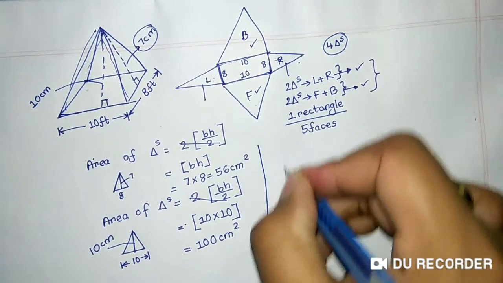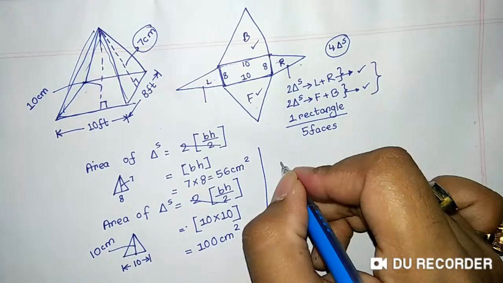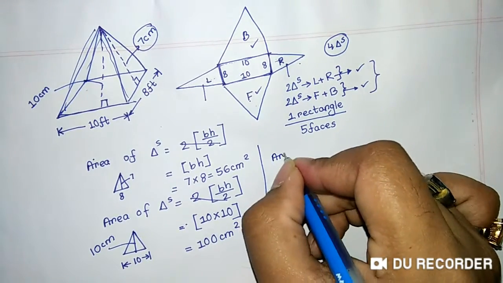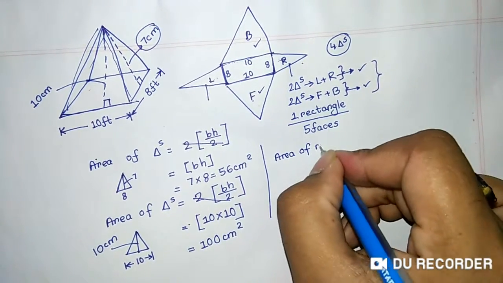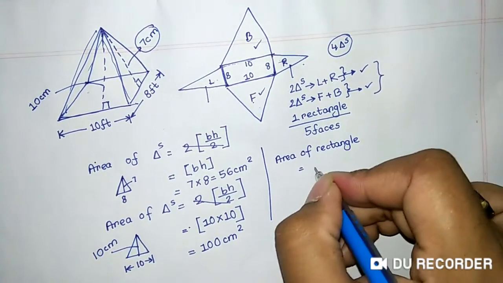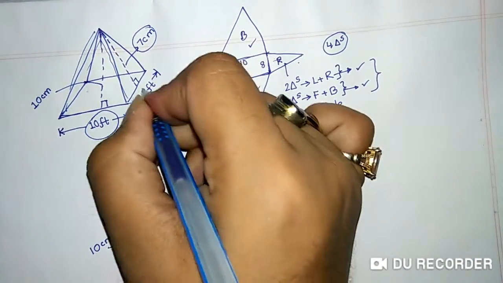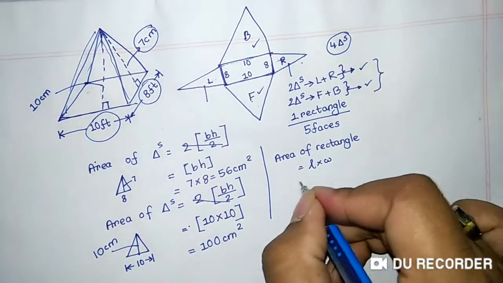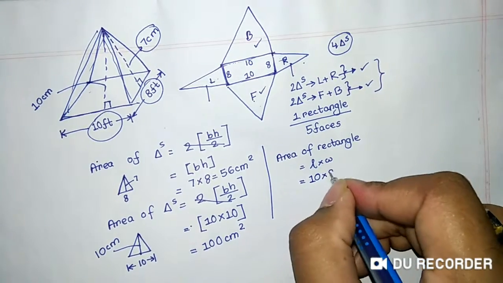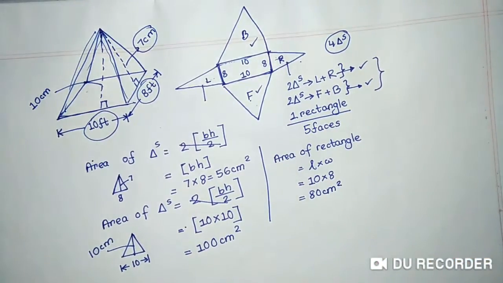Now we are left with finding only the last part of our problem. And what is that part? Is to find the area of the rectangle. So the area of the rectangle would be basically length times width, which we already know by seeing the figure, 10 times 8. So we'll be writing as 10 times 8. So we will be ending up with 80 centimeters square.